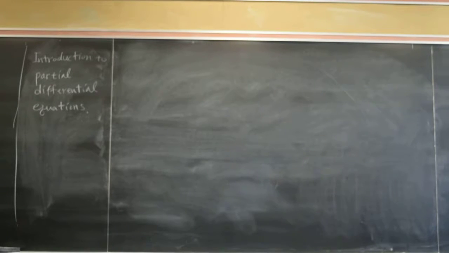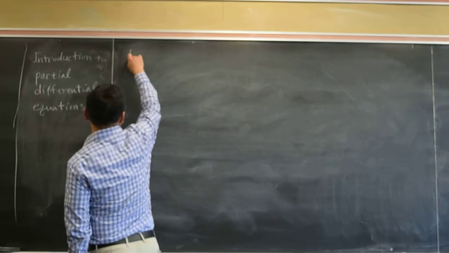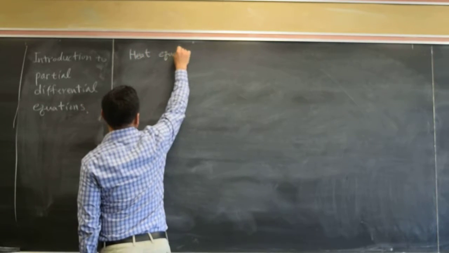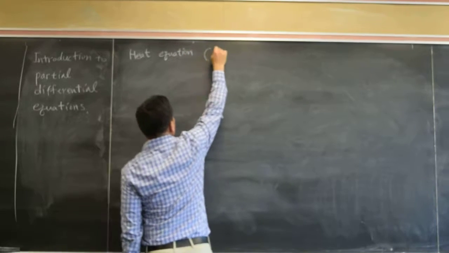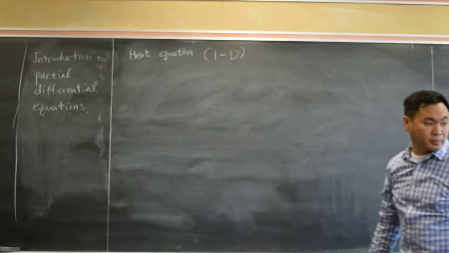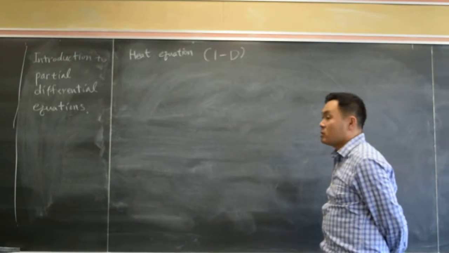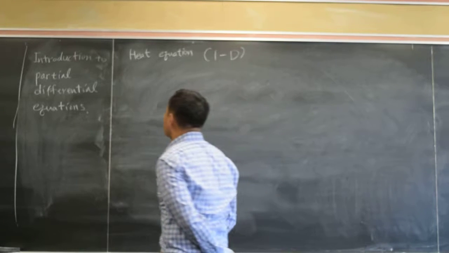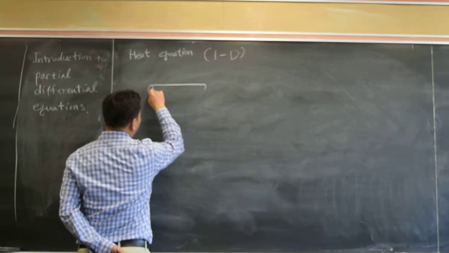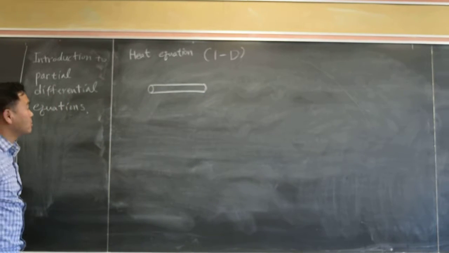Okay, let me first explain the one-dimensional heat equation. So what is the one-dimensional heat equation? It's like this. You have a rod. So you have a thin rod.